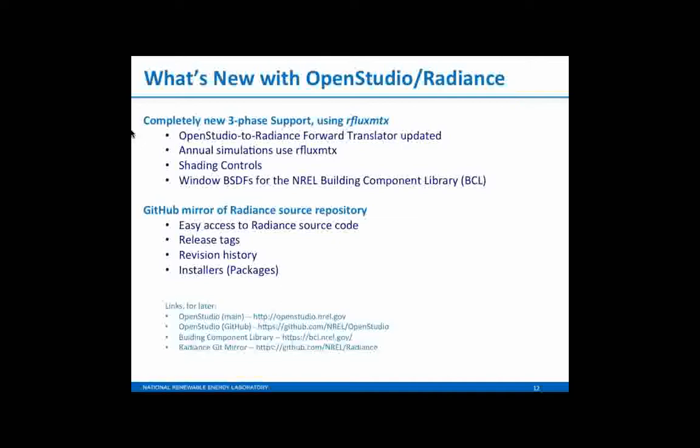So the three-phase method basically splits the light transport problem into three phases. So there's the light coming from the sun and the sky to the window or to the building interface. Then there's a second phase at that interface which dictates what happens to that light as it hits that interface.